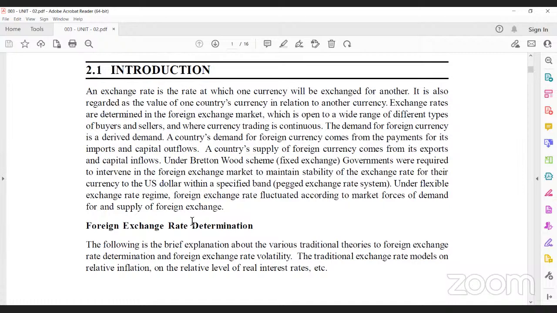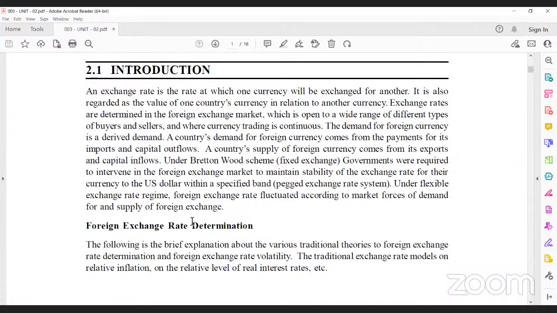A country's supply of foreign currencies comes from its exports, whereas a country's demand for foreign currency comes from the payments. So under this Bretton Woods scheme, governments were required to intervene in the foreign exchange market to maintain stability of the exchange rate for their currency to the US dollar within a specified band.